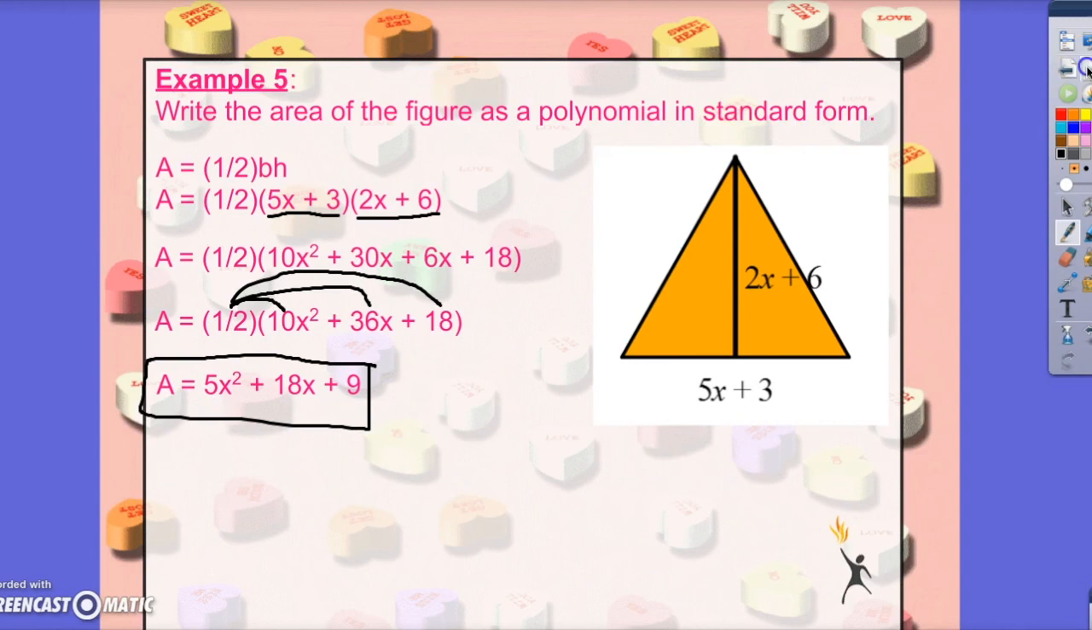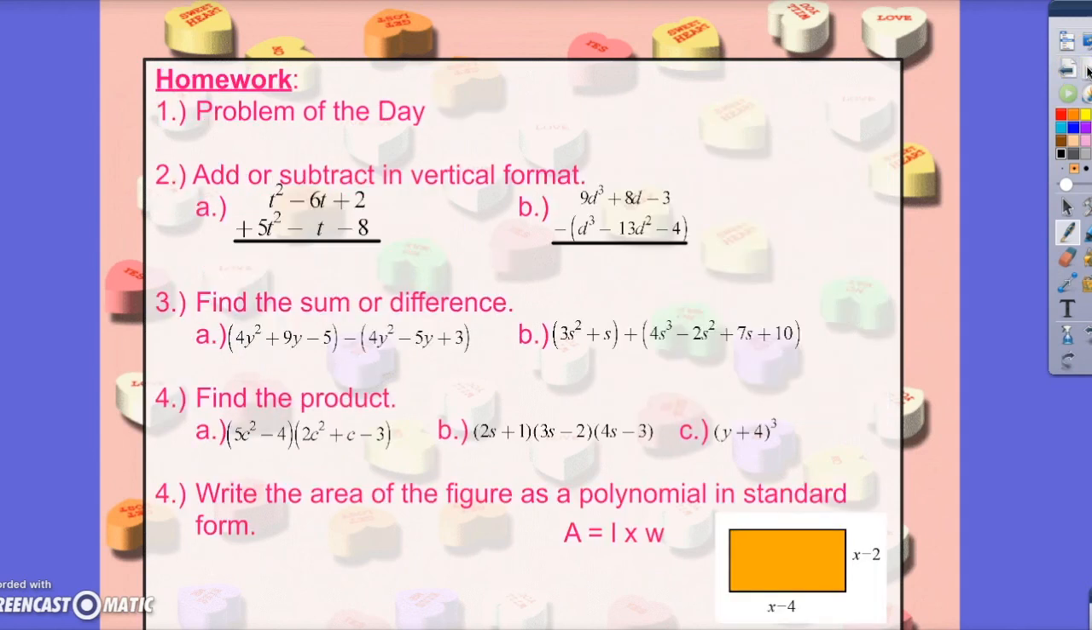All right, that's it for today's lesson. For homework, these are the problems I want you to do at home and come to class with. Problem of the day, we have adding or subtracting in vertical format. Adding or subtracting, where I say find the sum or difference. Find the product, and then write the area of the figure as a polynomial in standard form.